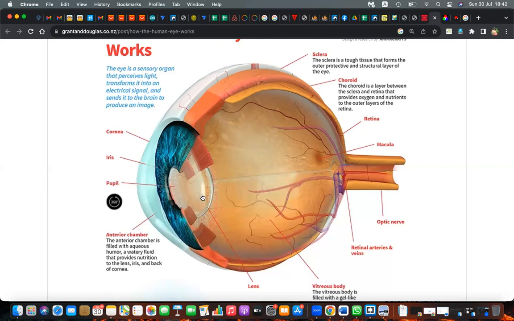Okay, then you have the anterior chamber. So what is this anterior chamber? Anterior chamber. What's the singular word?